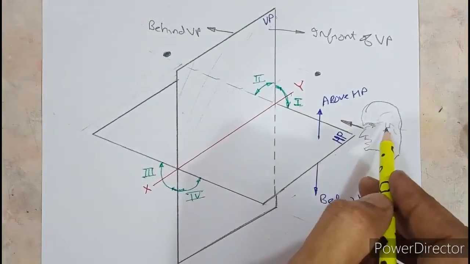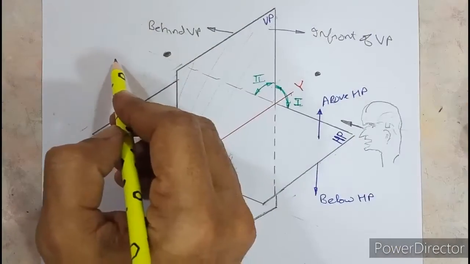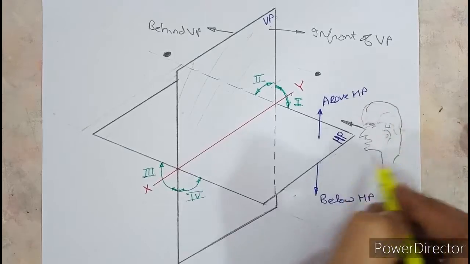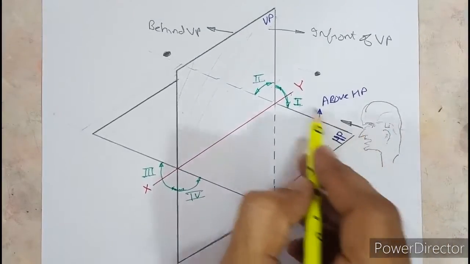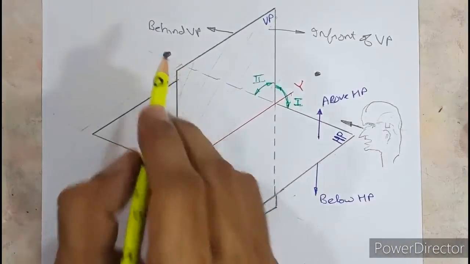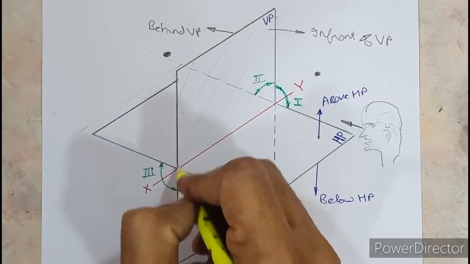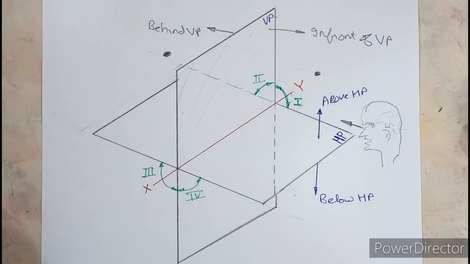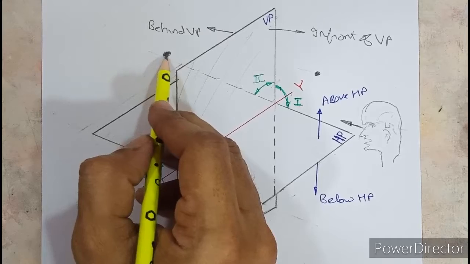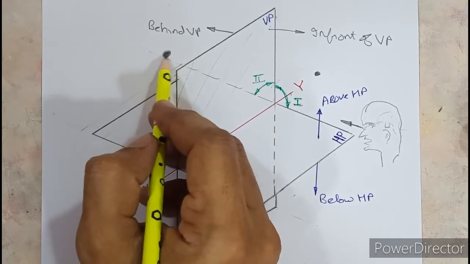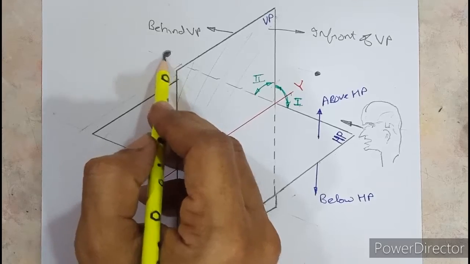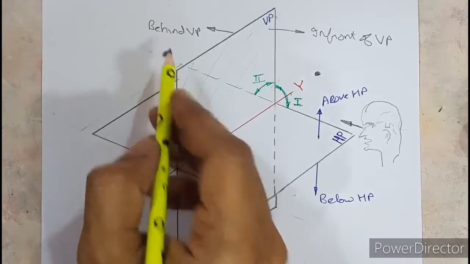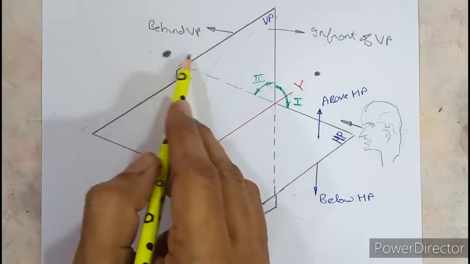Remember, you can't say, sir, I will go behind and see the object, because the observer's position is fixed. If you want to see the object which is in the second quadrant from here, the assumption is the vertical plane is transparent. So if an object is placed in the second quadrant in the form of a point, how will you define it with respect to HP and VP? You should say this object is above HP and behind VP.